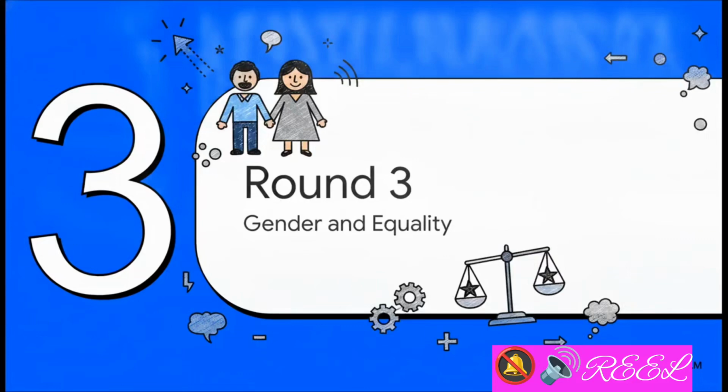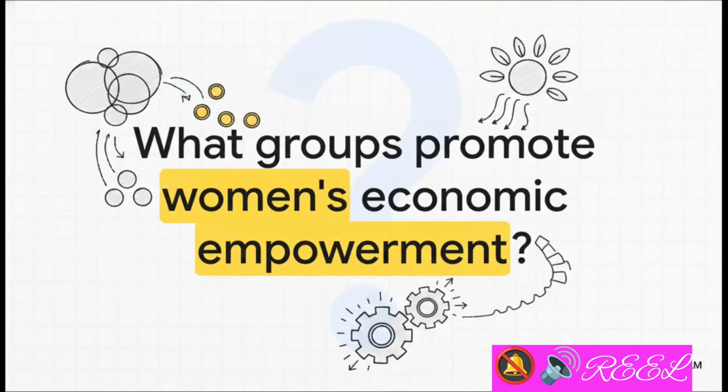Round 3. Gender and equality. You're doing great so far. Our final rapid fire round tackles the crucial societal factors that either block or accelerate development. Here is your next 1-mark challenge. What type of groups are formed to promote women's participation in economic activities and achieve empowerment? Just a heads up, this is a vital mechanism for grassroots economic independence.